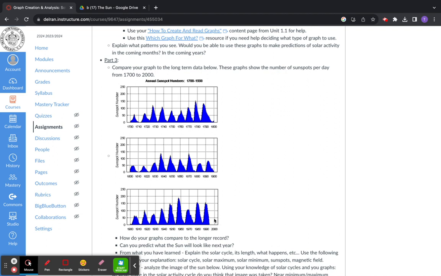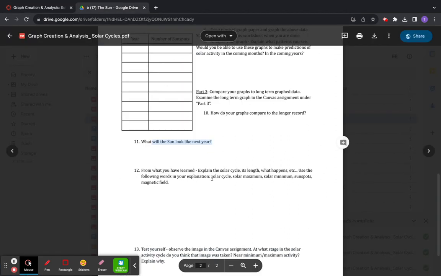Obviously, this does not tell you 2023, so do not just think that this is going to give you the answer. You have to use the patterns that you're seeing to figure out what the sun will be like next year. How many sunspots is what I'm looking for will there be next year?